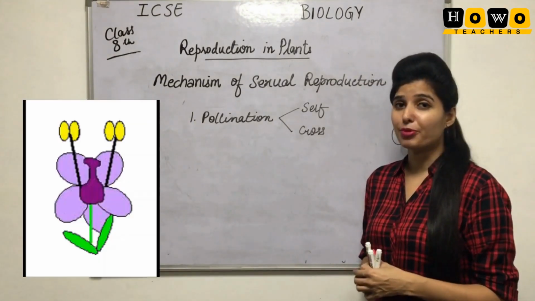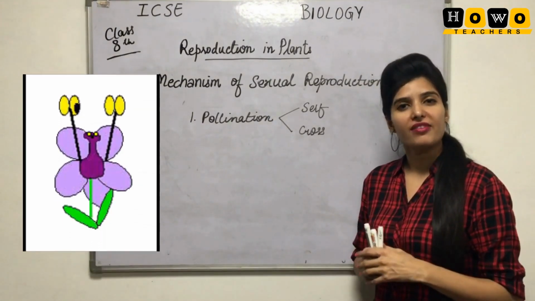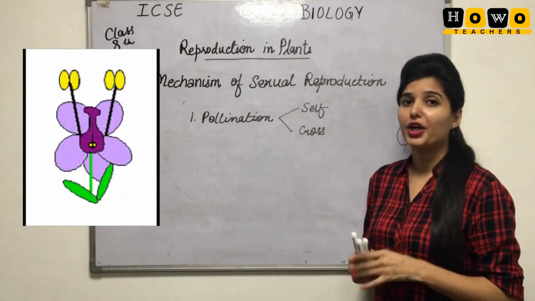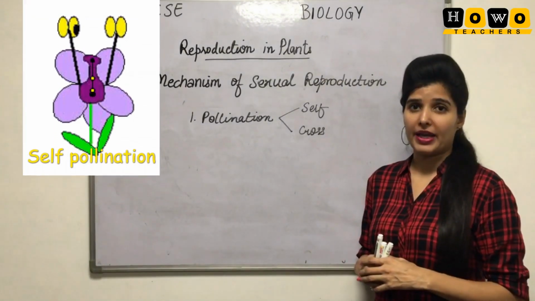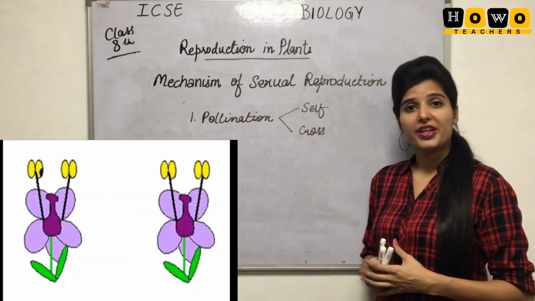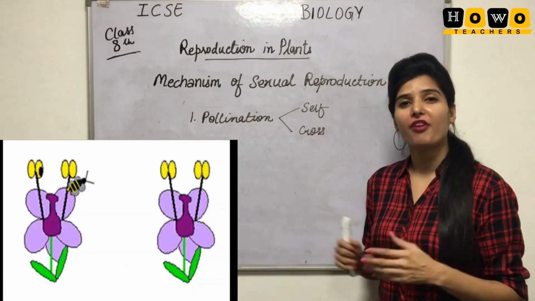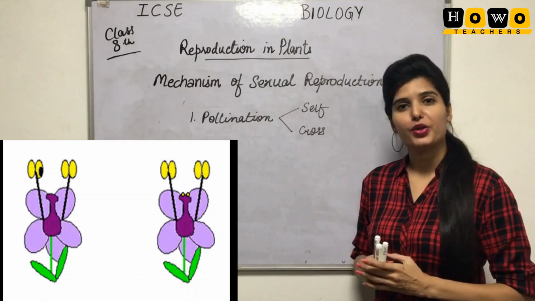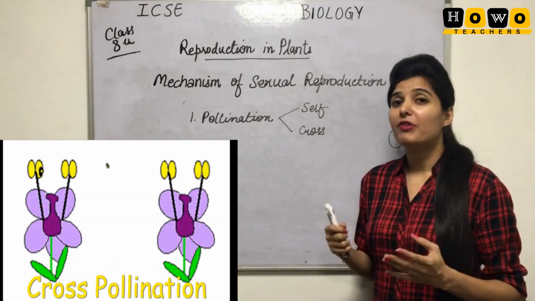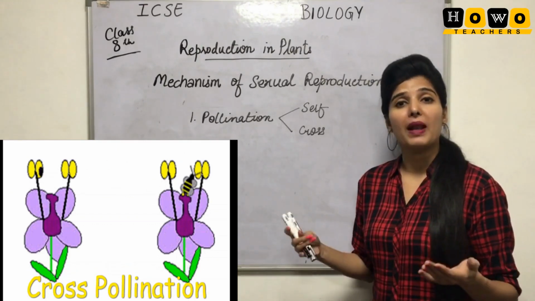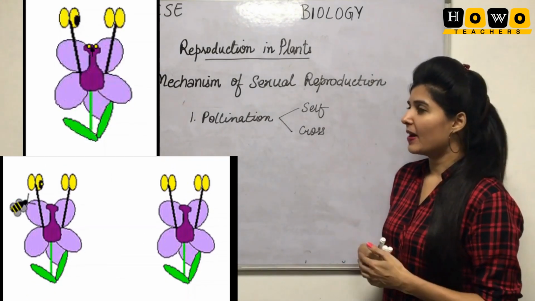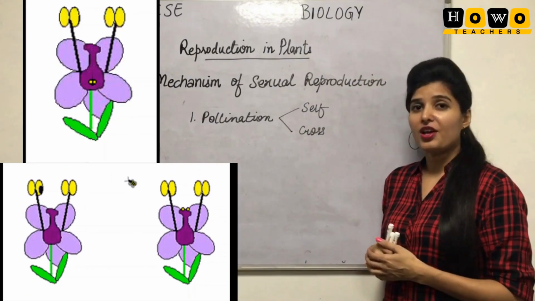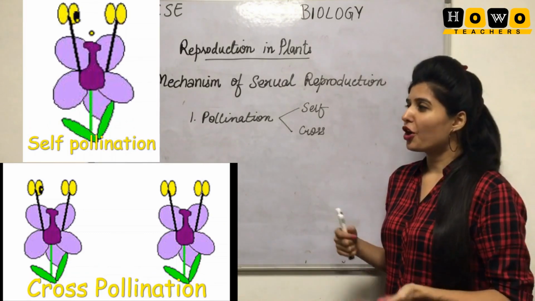Self-pollination is a process in which the transfer of male gamete to the female gamete of the same flower takes place. But cross-pollination is a process in which the transfer of male gamete towards the female gamete takes place in different plants or different flowers. So, see the diagram of self-pollination and cross-pollination.